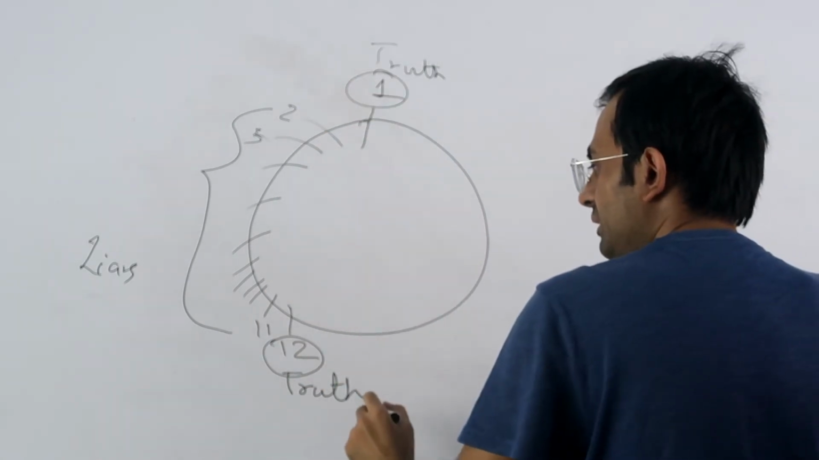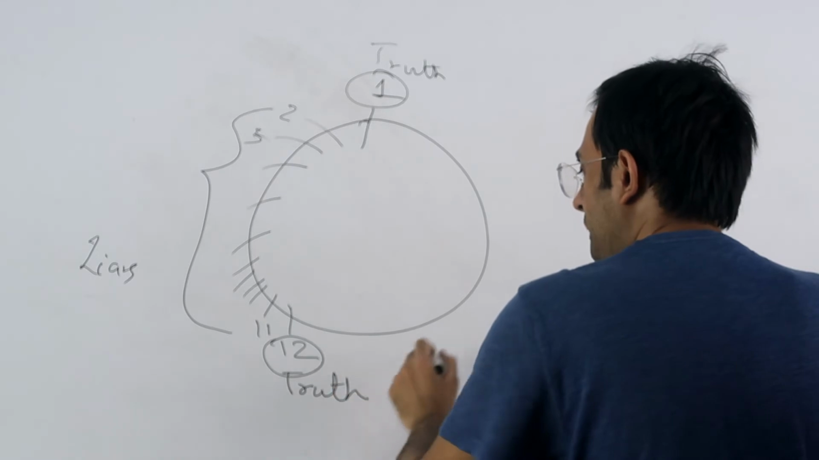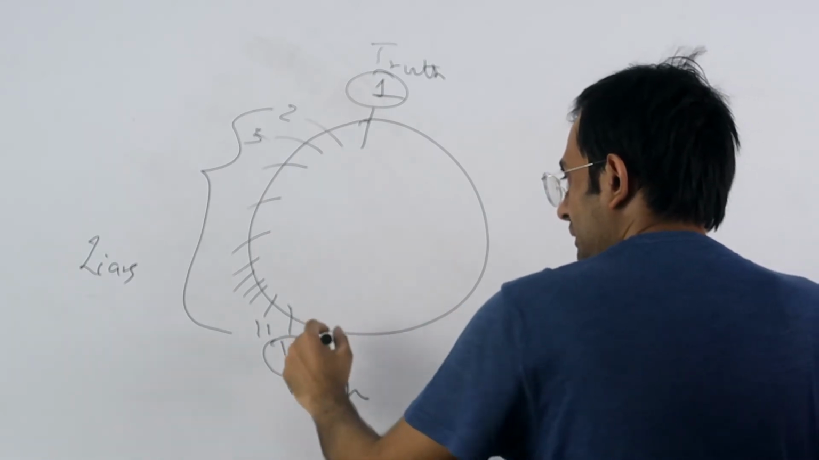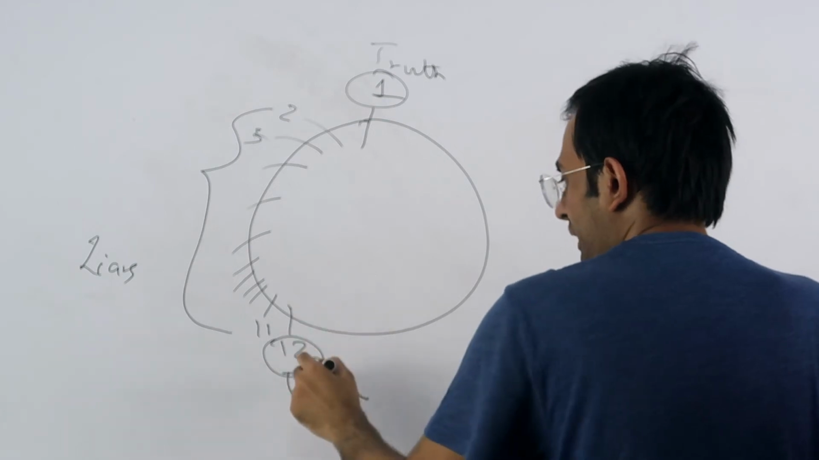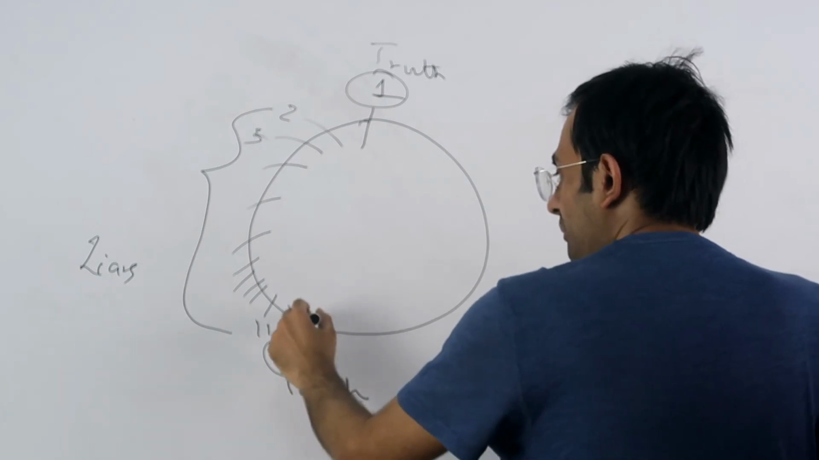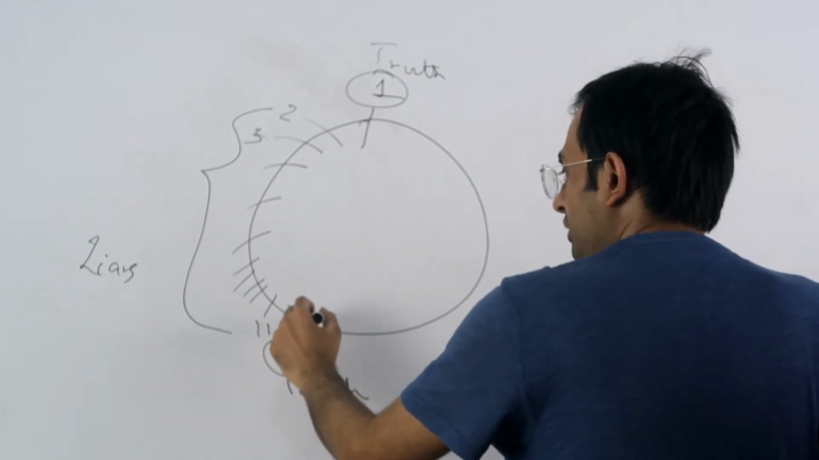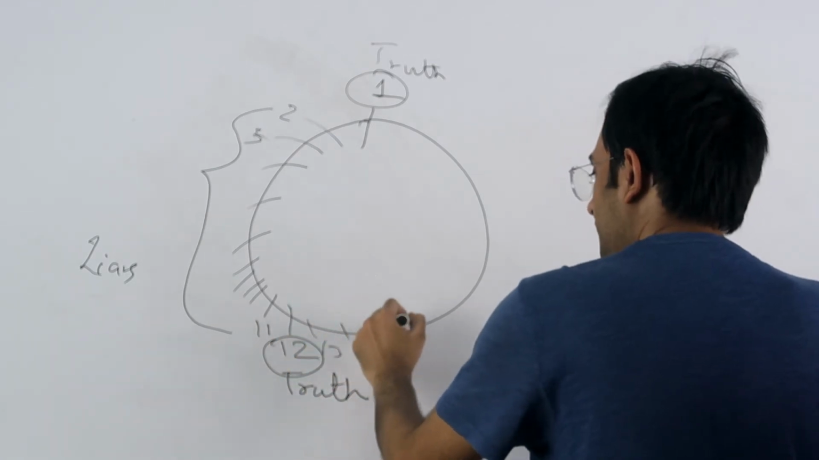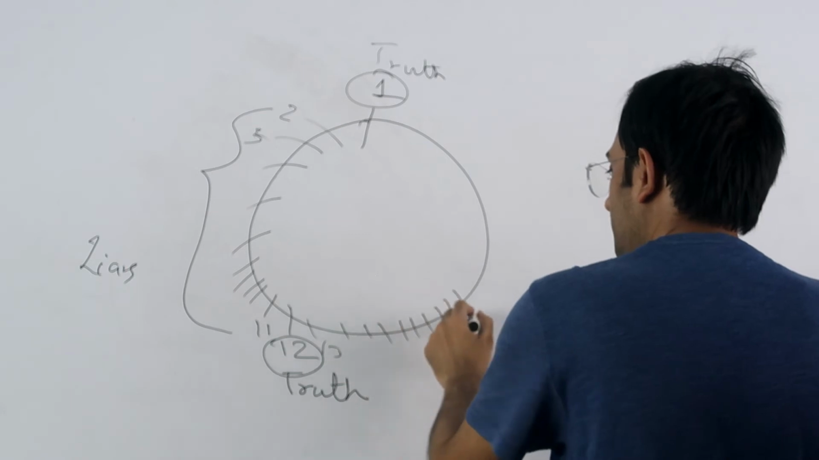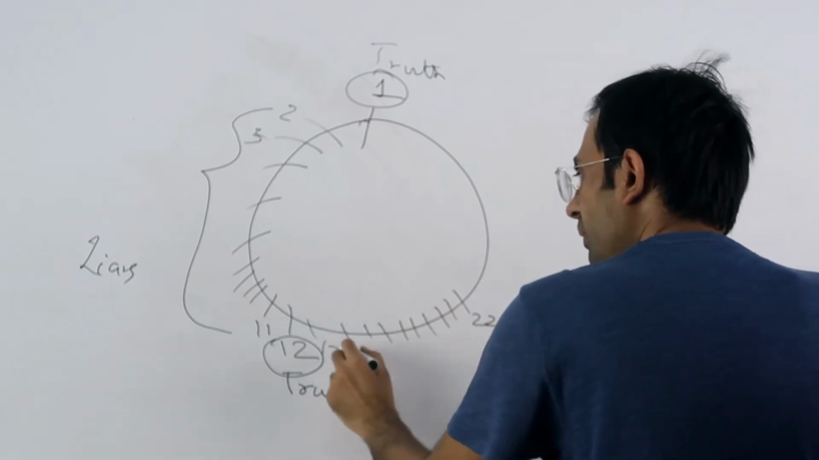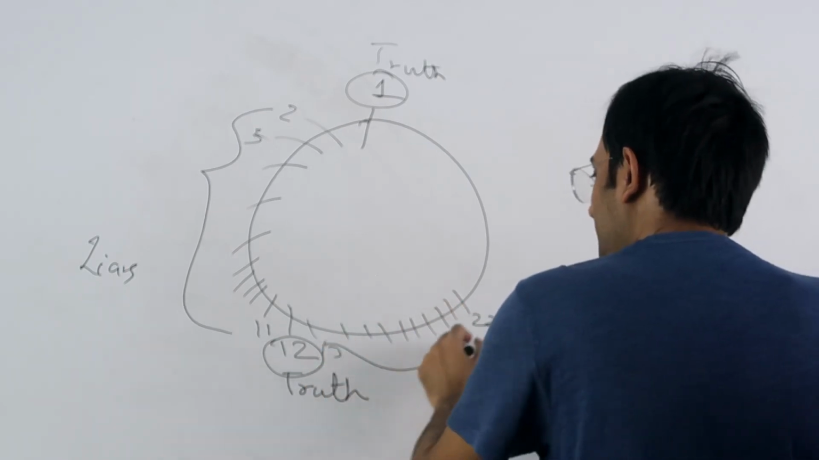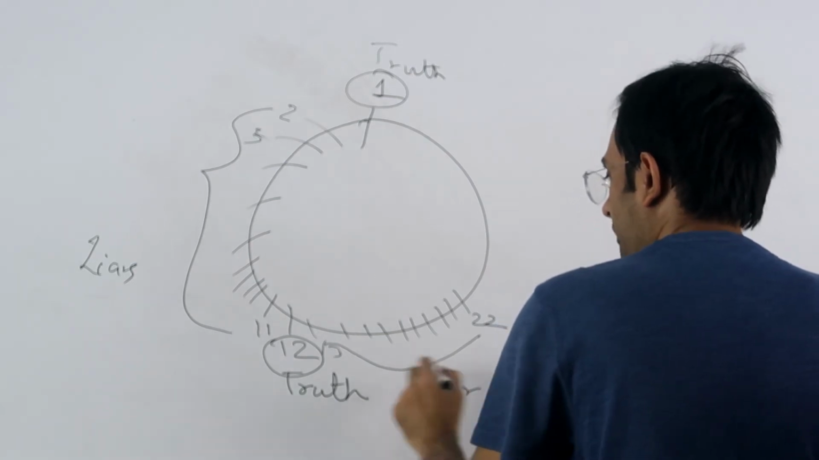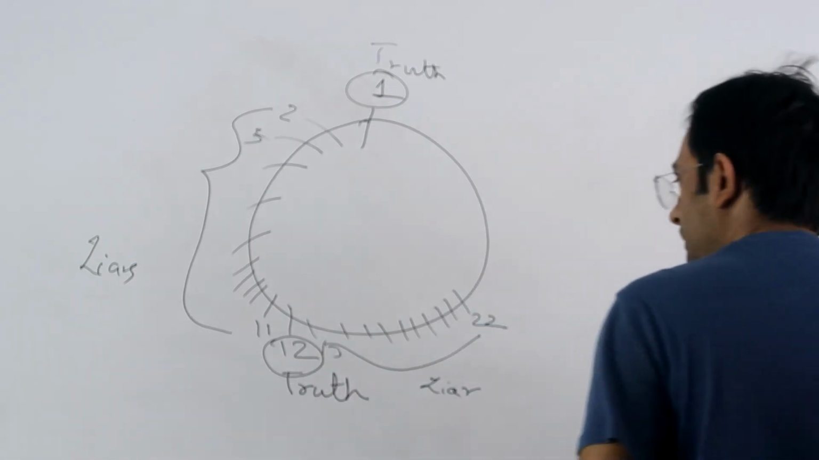Again, person number 12 says that the 10 people to my immediate right are all liars. We know for a fact that he's a truth teller. So that means the 10 people to his immediate right, 13 to 22, 13, 14, 15, 16, 17, 18, 19, 20, 21, 22, are all indeed liars, 13 to 22, because 12 is a truth teller.